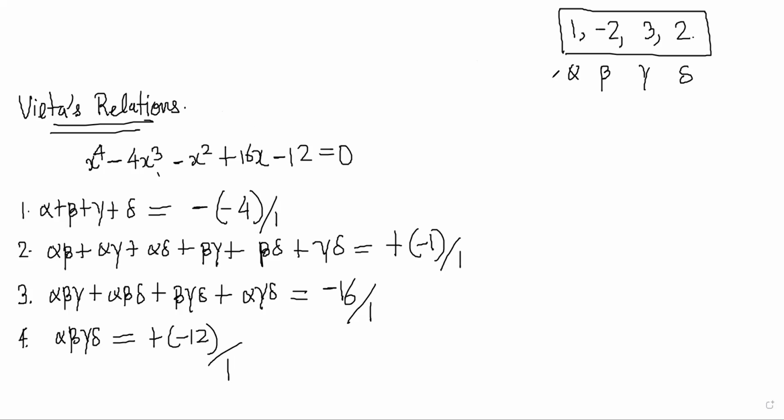Now check all of this. Add up the roots. What is it? Simply 4. And that is correct. This is minus of minus 4, which is 4. Right? Now do the product of the roots 2 at a time.